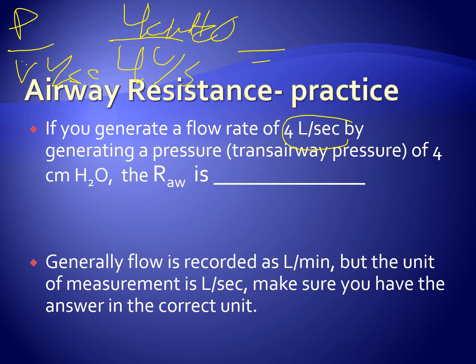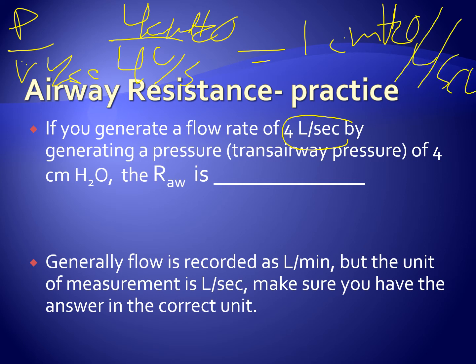What is my airway resistance? Well, this is pretty straightforward. I got pressure over flow, 4 over 4. I love the math here because that means my airway resistance is 1 centimeter of water pressure per liter per second. Whew, it's a long unit, but there you go. So here's my question. And obviously that's the answer here, right? 1 centimeter water per liter per second.